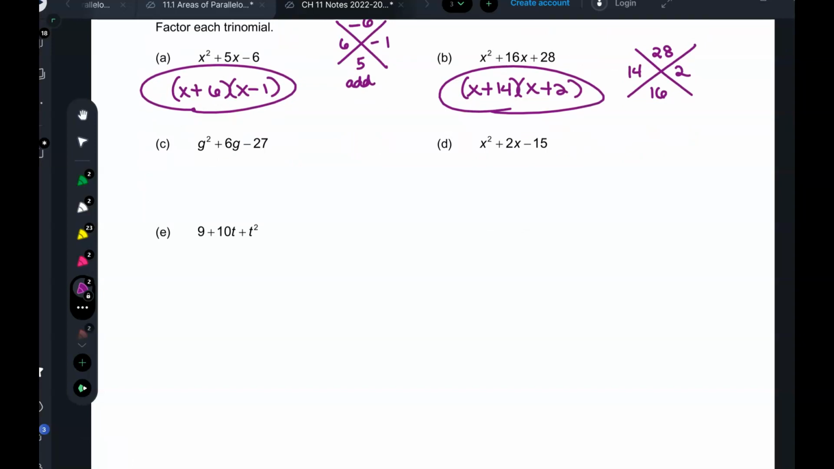See, the more you practice it, the easier it gets. The first time that we're doing factoring is usually a little more challenging, and then it gets easier, doesn't it? Yeah.